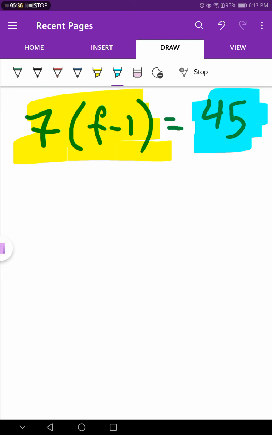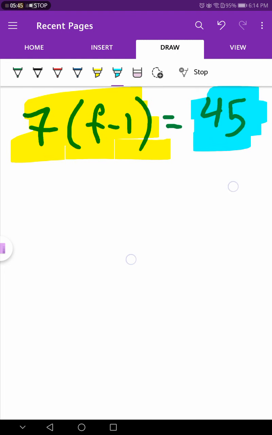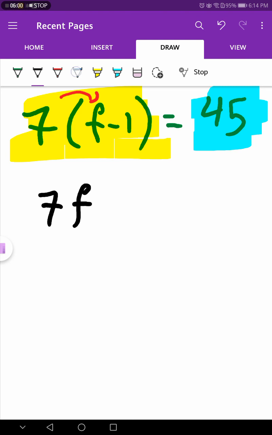So tomorrow, if anyone asks you what is the first step for an equation like this, don't say breaking parentheses or Ali story, because that is between us. You have to tell him: use the distributive property. So with the distributive property, 7 multiplied by f equals 7f, and 7 multiplied by negative 1 equals negative 7. This is the left side. What about the right side?